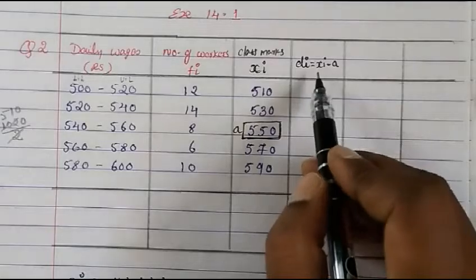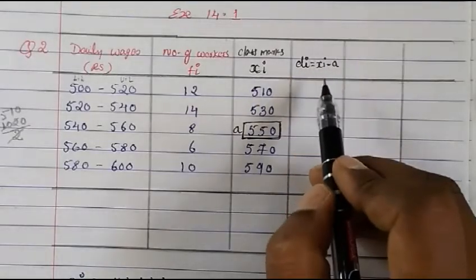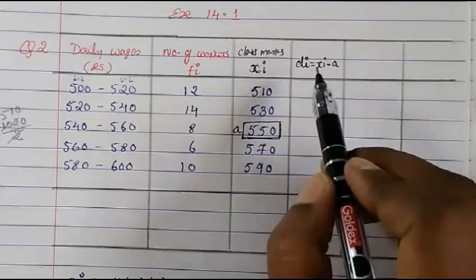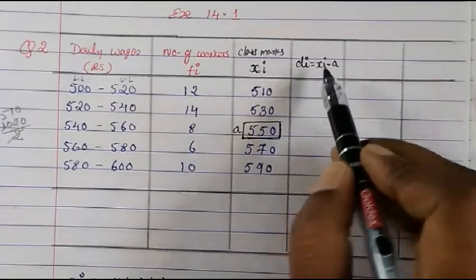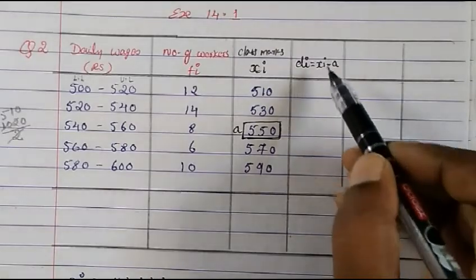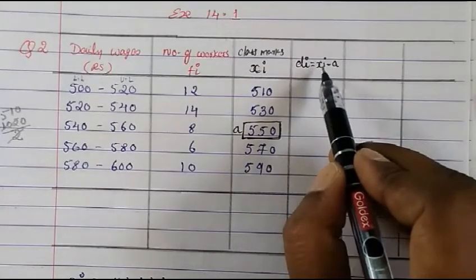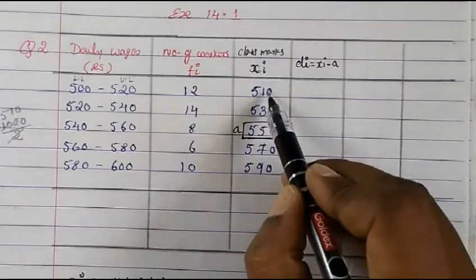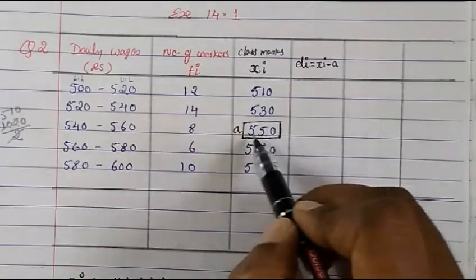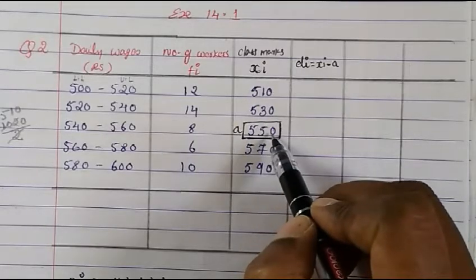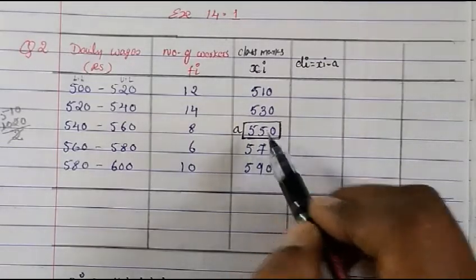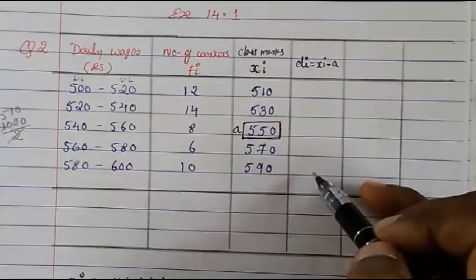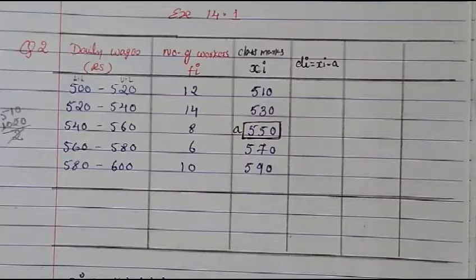No need to calculate this; I explained it in the introduction part. Please go through the introduction part, I'm not going to repeat it again. In the step deviation method, I explained how to do this the easy way. di is actually xi minus a. So 510 minus 550, 530 minus 550, 550 minus 550, 570 minus 550, and so on. Instead of doing that calculation, I told you the shortcut.